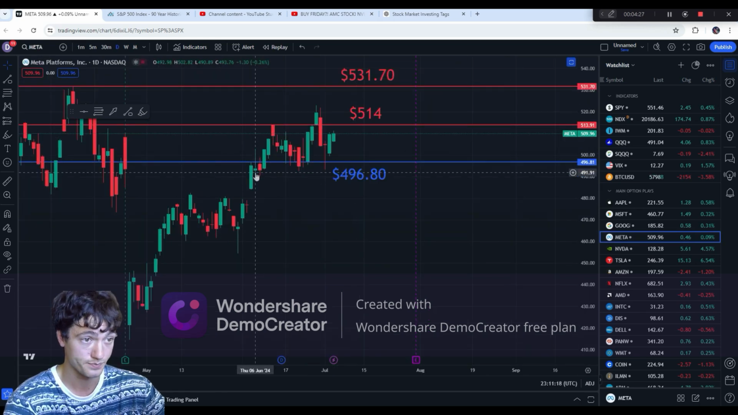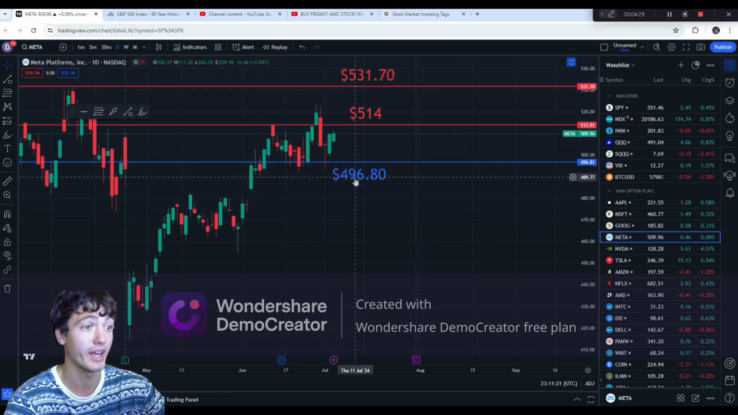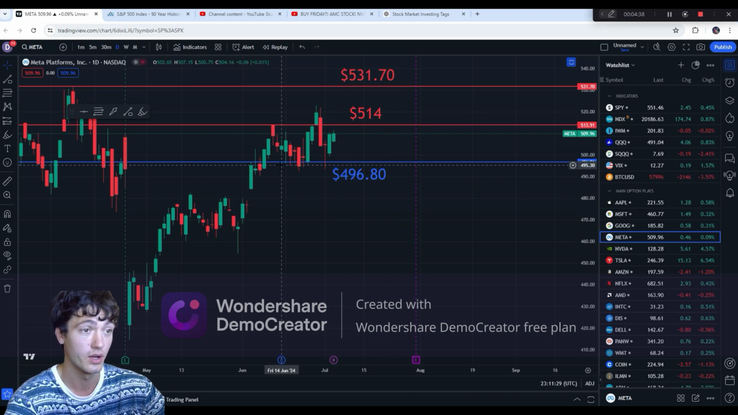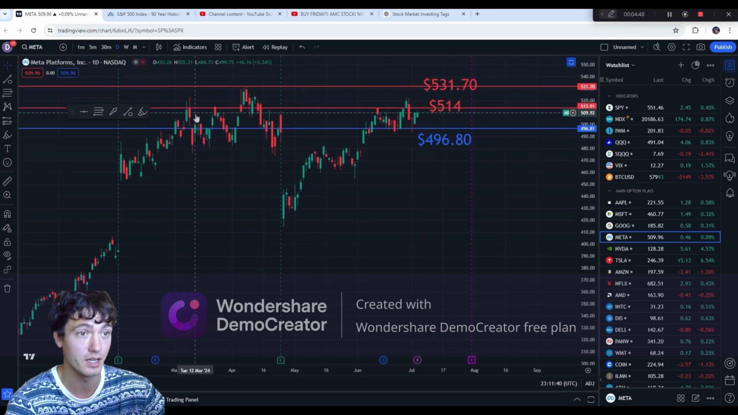So Meta has support at 496.80, resistance at 514, and another resistance at 531.70. And I'll tell you how I got these ones. So here at 496.80, we see that price starting June 10th broke this as resistance, made it support. It went up, boom, to our new resistance level, which was right here.